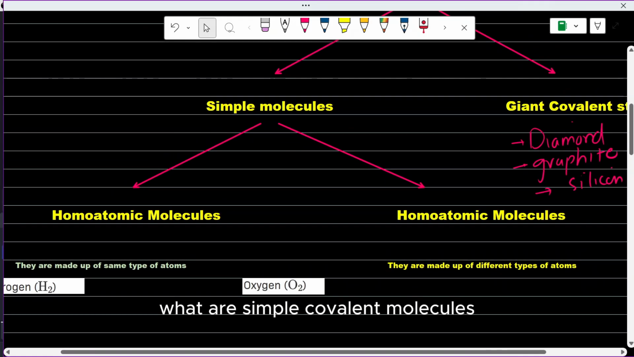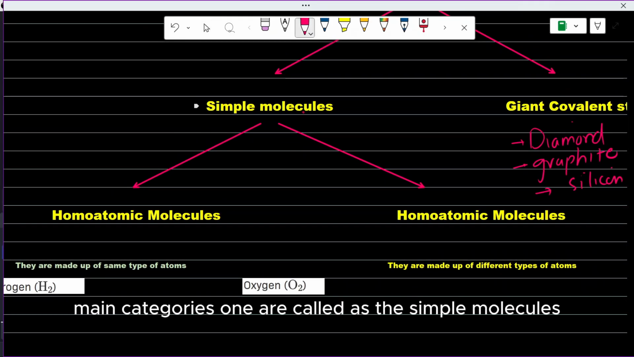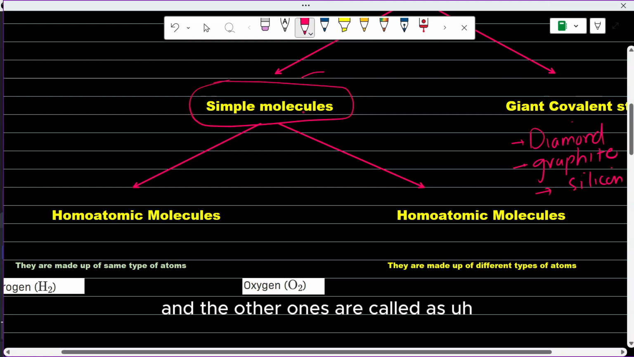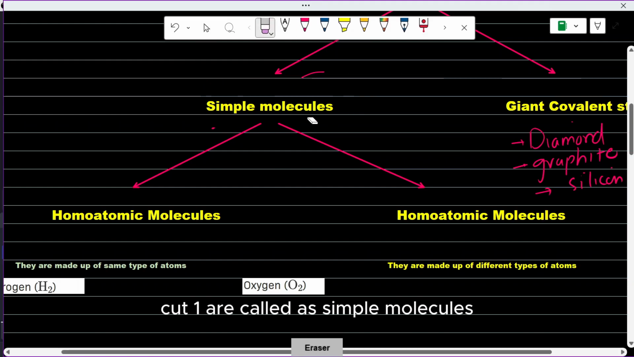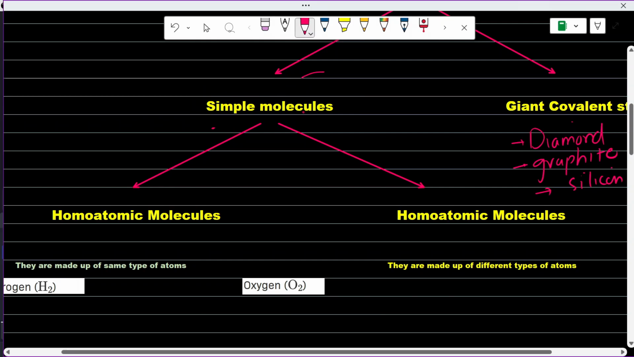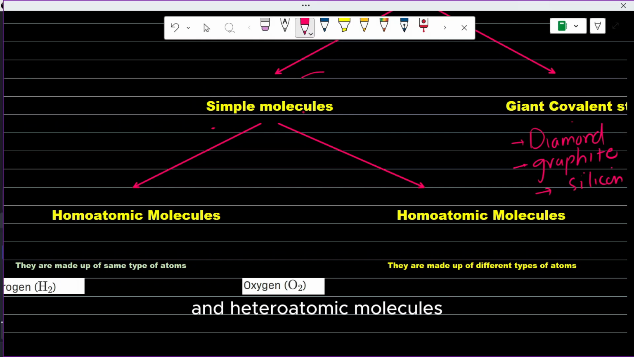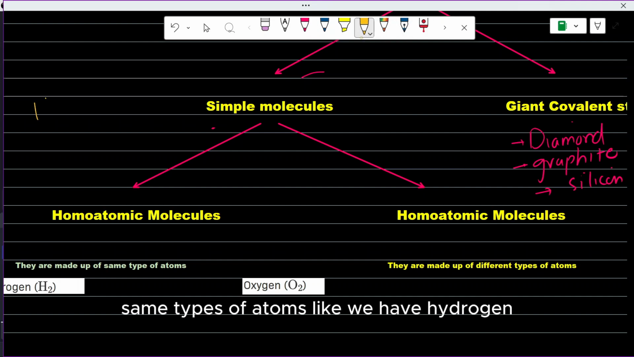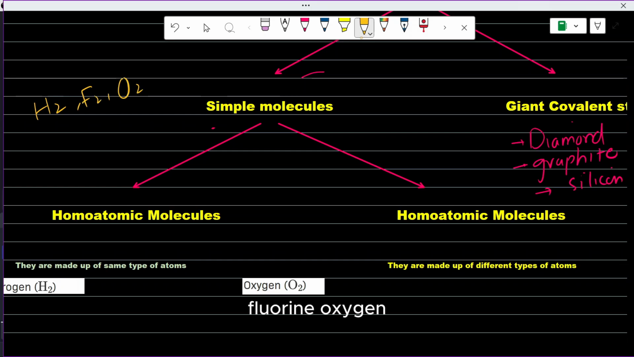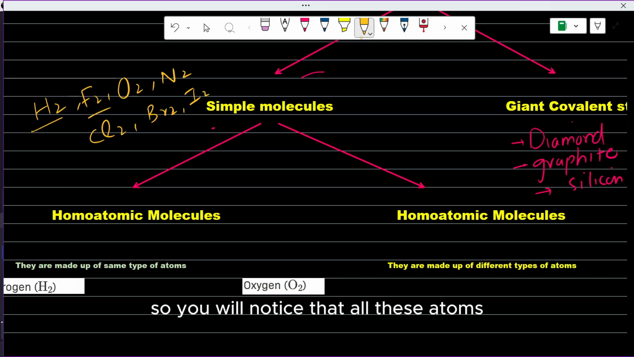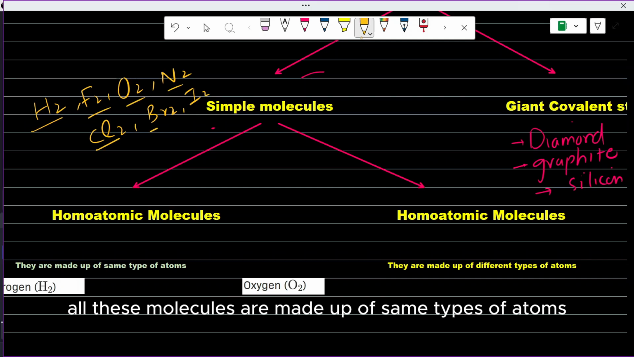What are simple covalent molecules? Simple molecules are further divided into homoatomic and heteroatomic molecules. So homoatomic molecules are made up of the same types of atoms, like we have hydrogen, fluorine, oxygen, nitrogen, chlorine, bromine, and iodine. So you will notice that all these molecules are made up of the same types of atoms, right?